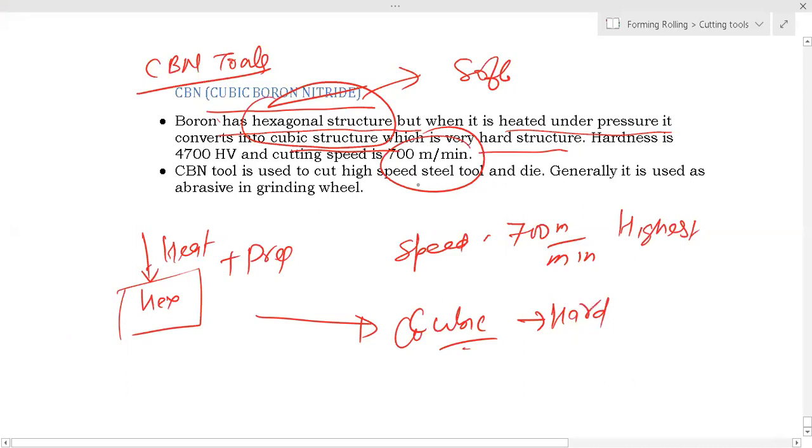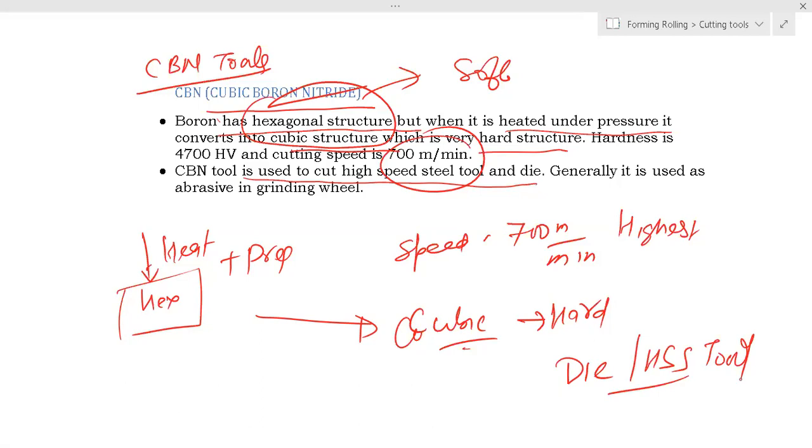This is your hard. CBN is used for high speed steel tool and die, so it is used to cut die or tool. If somebody asks how to grind or machine high speed steel tool or high speed steel die material, CBN is used to cut the die and the high speed steel tools. Hence, CBN is the masterpiece right now. And CBN dust is used as an abrasive for grinding wheels. Okay, up to this is over.